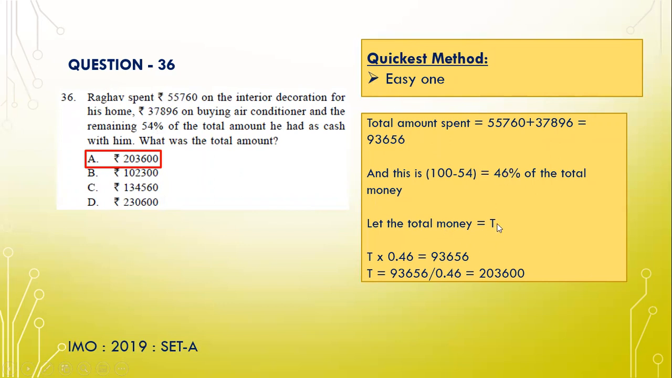Let the total money be T. So T into 0.46, isn't it? 46% of the money. T into 0.46 is 93,656. 46% of the total money that is spent was 93,656. What is T? What is the total money? 93,656 divided by 0.46, which is 203,600.